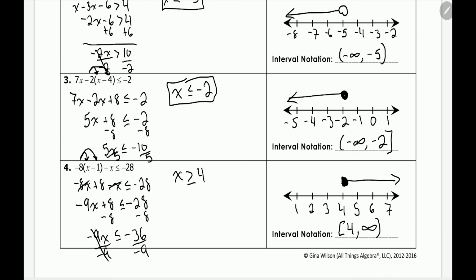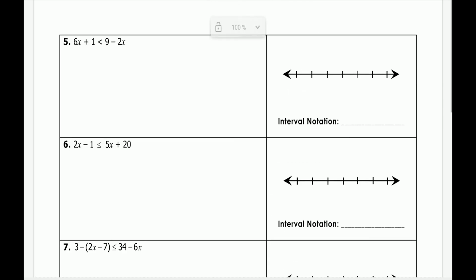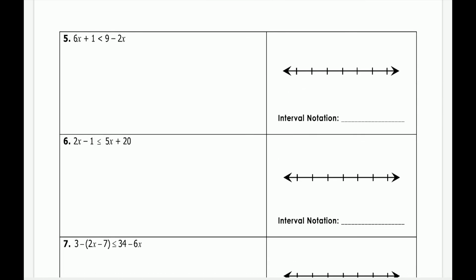Let's move on to number 5 at the second page. Okay. Number 5 is 6x plus 1 is less than 9 minus 2x. So we solve these exactly the same way we would if the less than symbol was an equal sign. So we have to combine like terms, move the variables to one side, then solve it like normal.